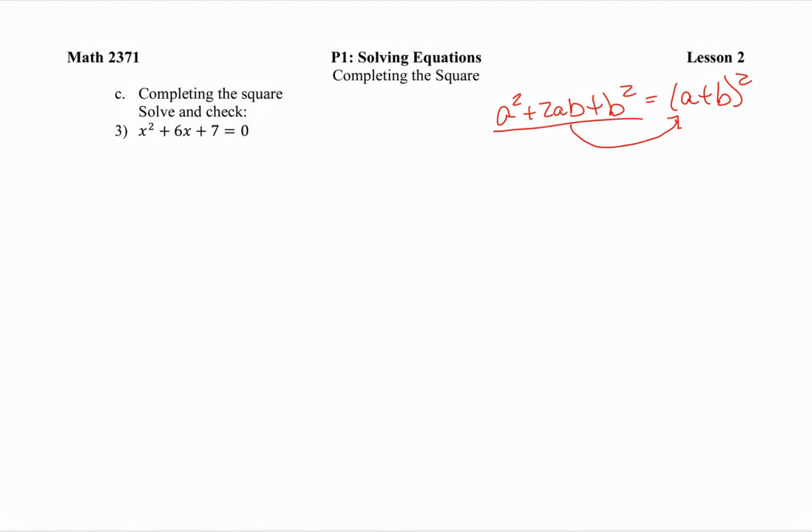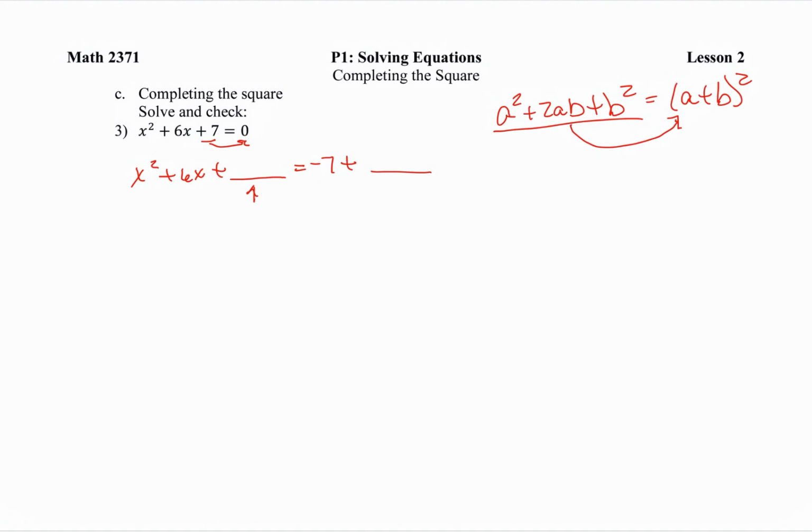So in this first example, what we're going to do is move the 7 to the other side. So we're going to have x squared plus 6x plus, and I'm going to leave a blank, equals -7 plus, and I'm going to write that blank. What we need to do is find what goes into this blank.